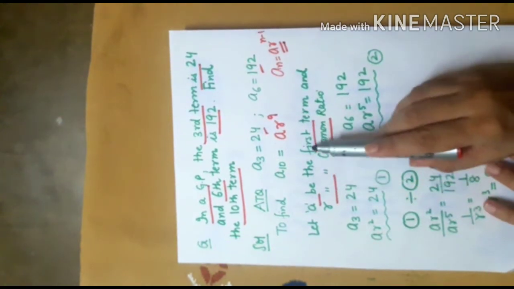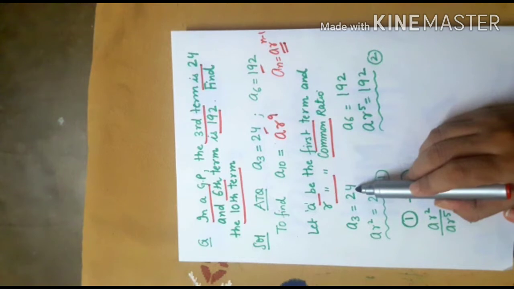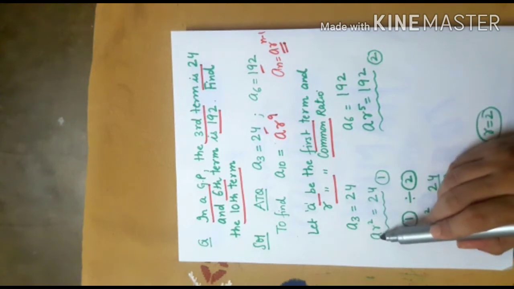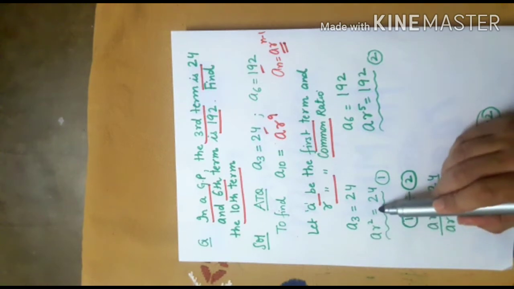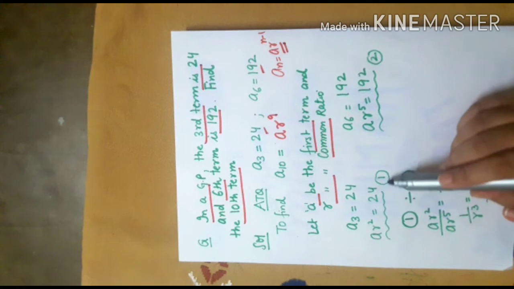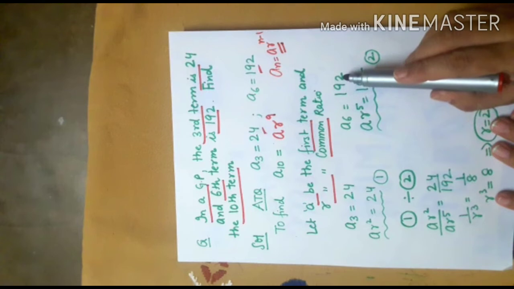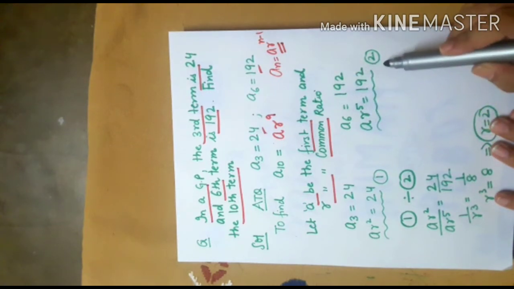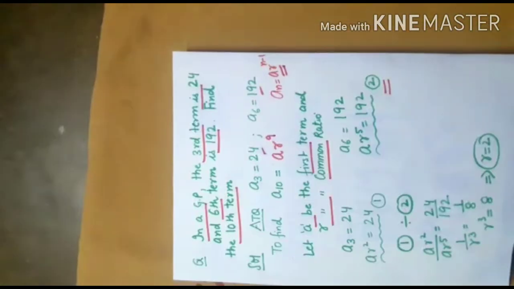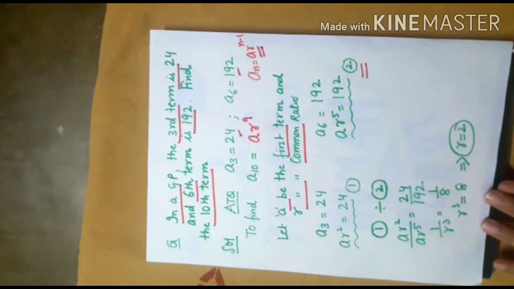So let a be the first term and r be the common ratio of the GP. Now a3 is 24. a3 is written as a into r raised to the power 2. So a into r raised to the power 2 will be 24. This is our first equation. Similarly, a6 is 192, that is a into r raised to the power 5 is 192. This is our second equation. So we have obtained two equations. Now we have to solve these two equations.